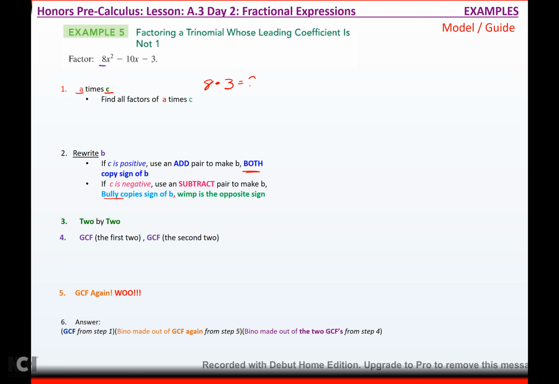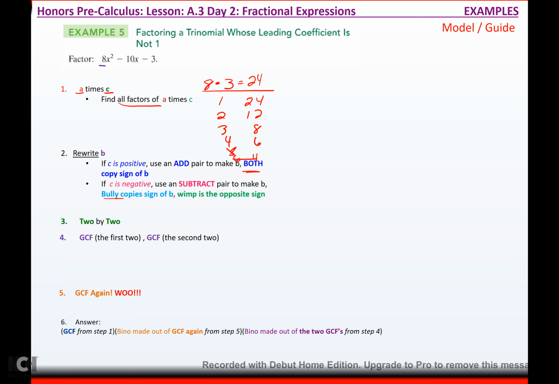So 8 times 3 is 24. I need all the factors of 24. 1 times 24 is 24. 2 times 12. 3 times 8. 4 times 6. 5 is a decimal. 6 times 4, I'm repeating. Once you start repeating, those are all the possible combinations.